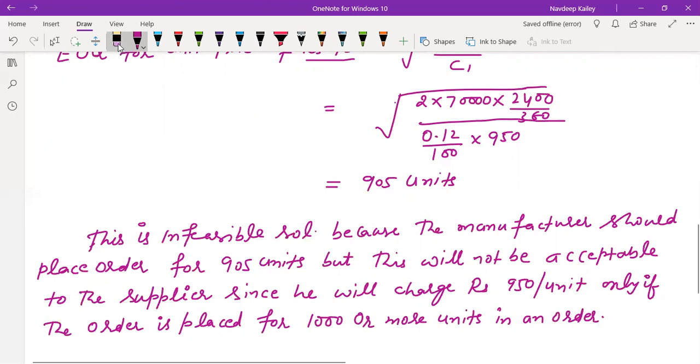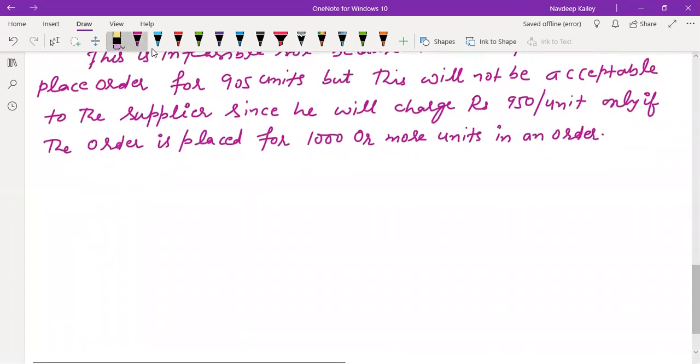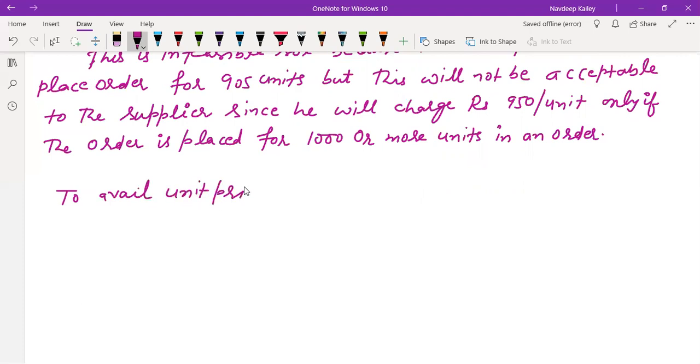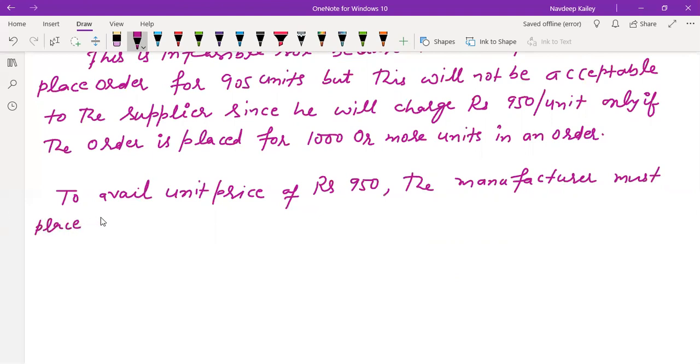To avail unit price of rupees 950 per unit, the manufacturer must place an order of at least 1000 units.